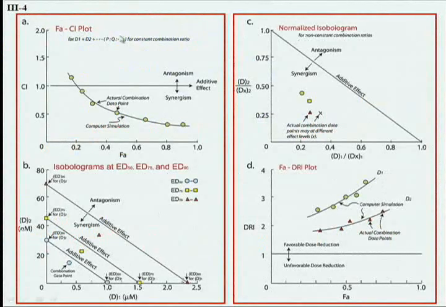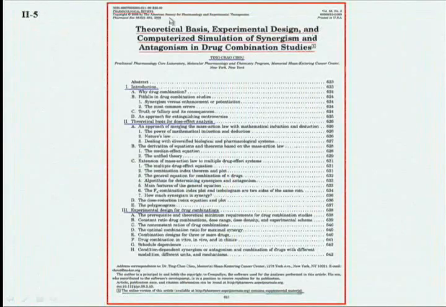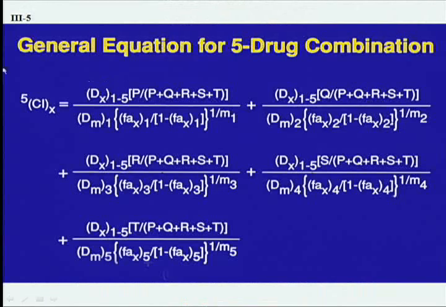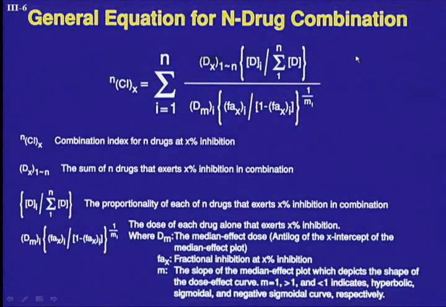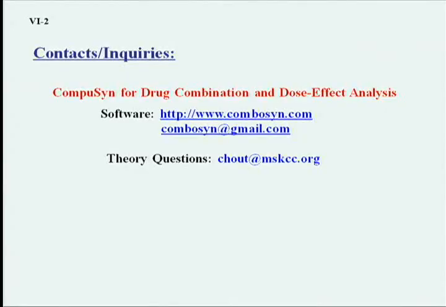And this is just a graphic in my review article, computer generated for simpler illustration. This is a pharmacology review article, which is 61 pages. It is in the top journal, number 7 of 3,000 journals. They gave me 61 pages to publish this review article. And this is the general equation for 5 drug combination. It looks complicated, but the computer can do the simulation in less than a second. This is the N drug combination equation. All these equations are in my pharmacological review article.